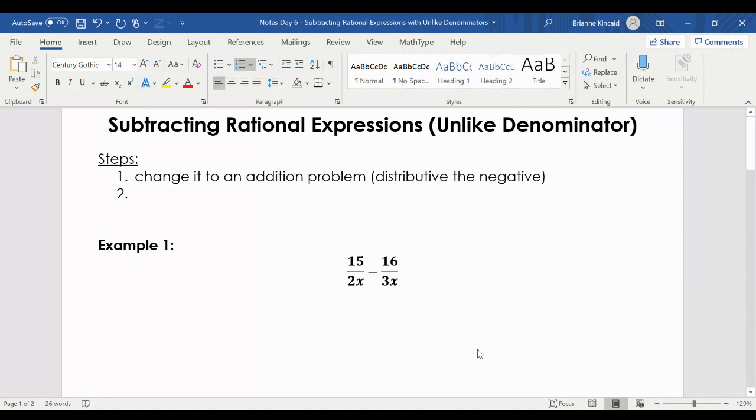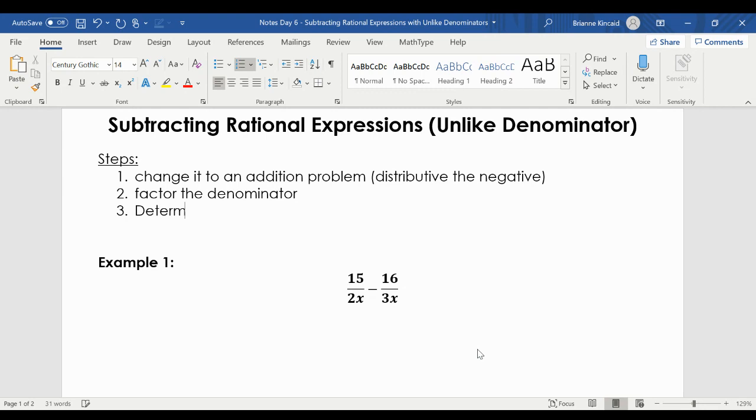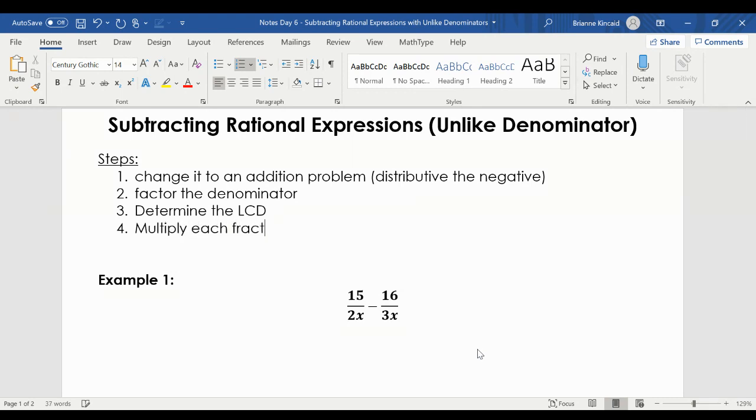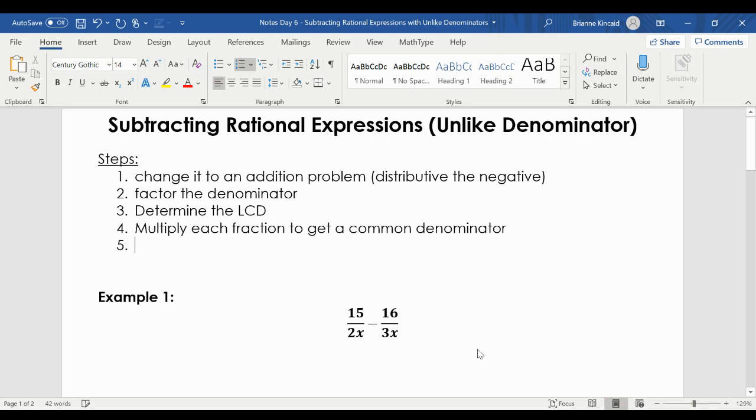From there, we're going to treat it like we did in the addition video. We're going to factor the denominator. Remember, you want to leave the numerator alone. That's the last thing that gets factored. To factor the denominator, determine the LCD, the least common denominator. We want to multiply each fraction to get a common denominator. From there, we're going to treat it like an addition problem. We're going to add, and we're going to simplify.